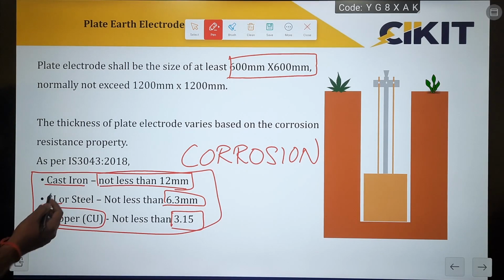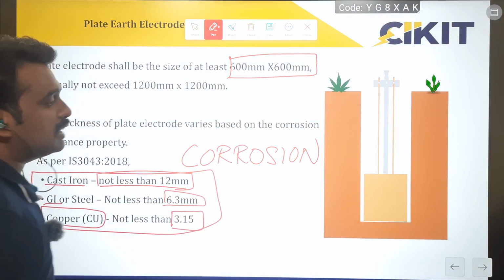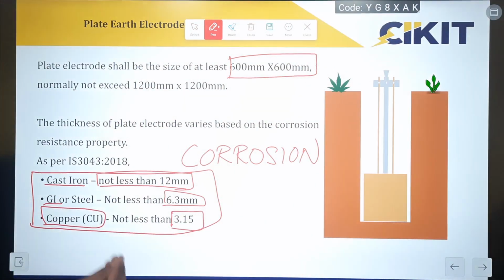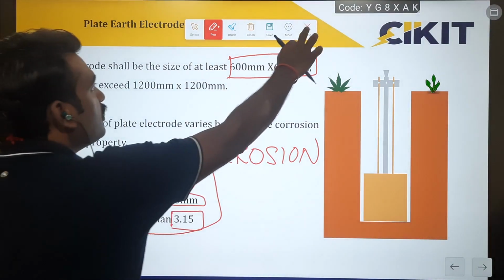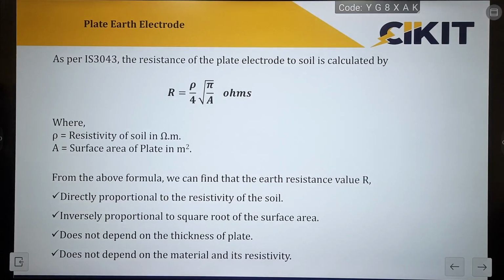So if I am going for cast iron, then I have to go for 12 mm thickness. But if I am going for copper, I can go for only 3.15 mm of the same dimension, 600 by 600 mm. So the difference in thickness is only to compensate this effect of corrosion. So the standard has provided the formula for calculating the earth electrode resistance value.